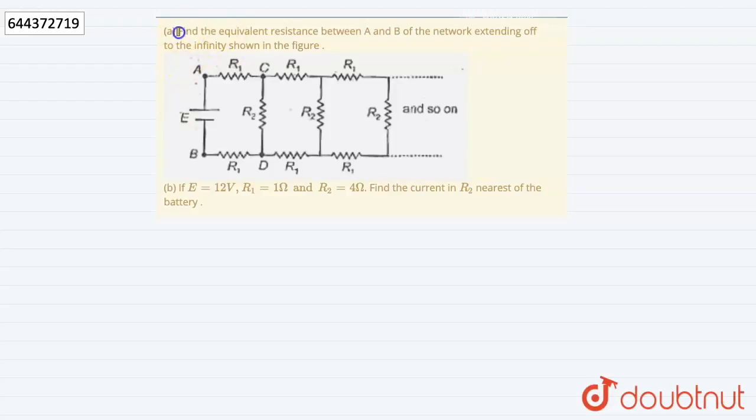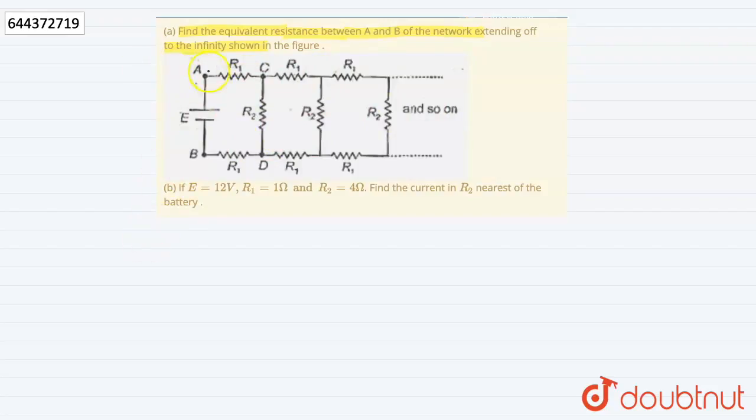Hello everyone. Our question is, we have to find the equivalent resistance between A and B of the network that is extending off to infinity. Okay, so for solving this circuit, we have to know that since the circuit is extending off to infinity, removing a single section won't affect the equivalent resistance.